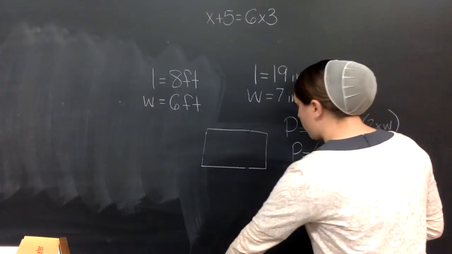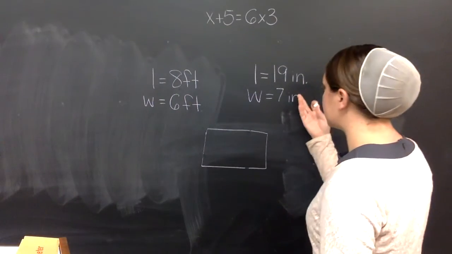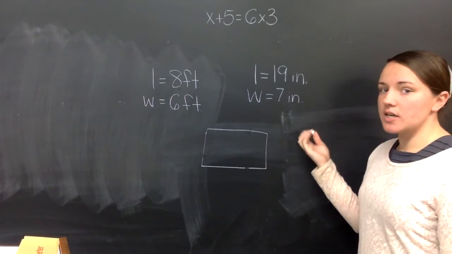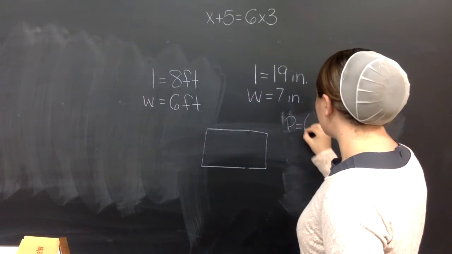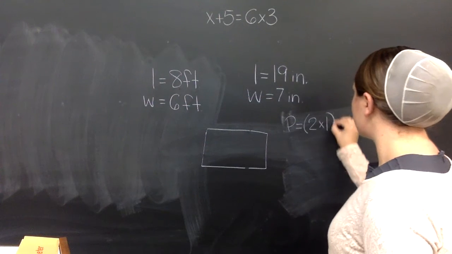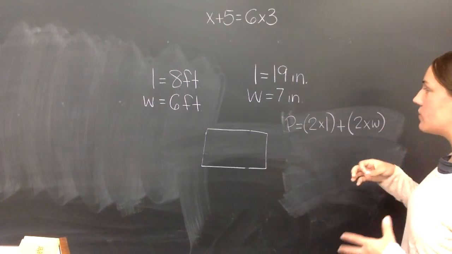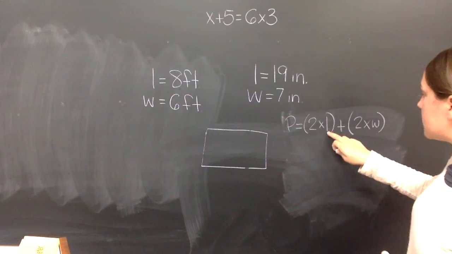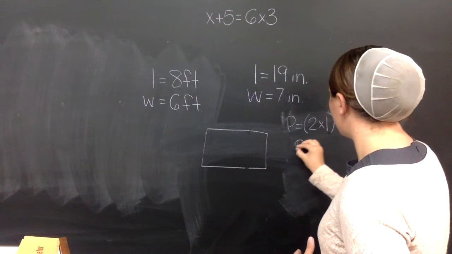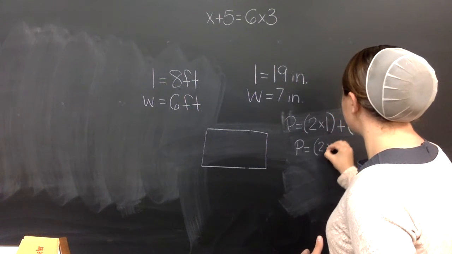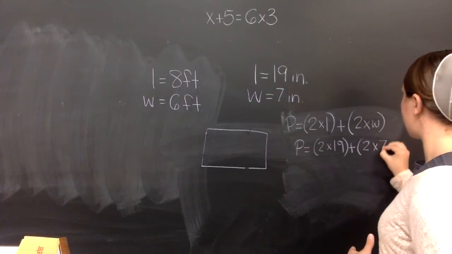Okay, so let's just try that one more time here. If we have a rectangle whose measurements are 19 inches and 7 inches, our formula is the same for finding the perimeter. So we have P equals 2 times the length plus 2 times the width. Now we're just going to put the length in place of L and the width in place of W. So P equals 2 times 19 plus 2 times 7.